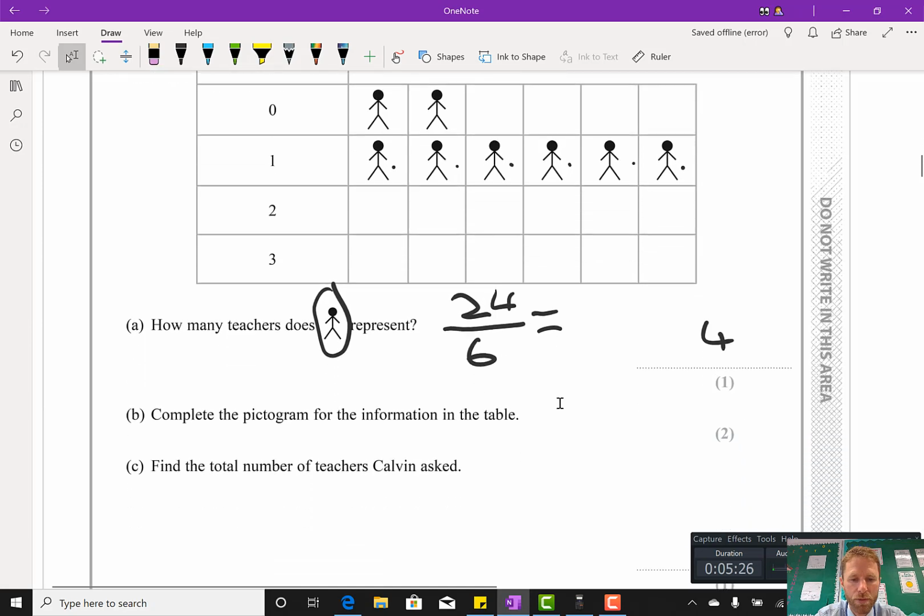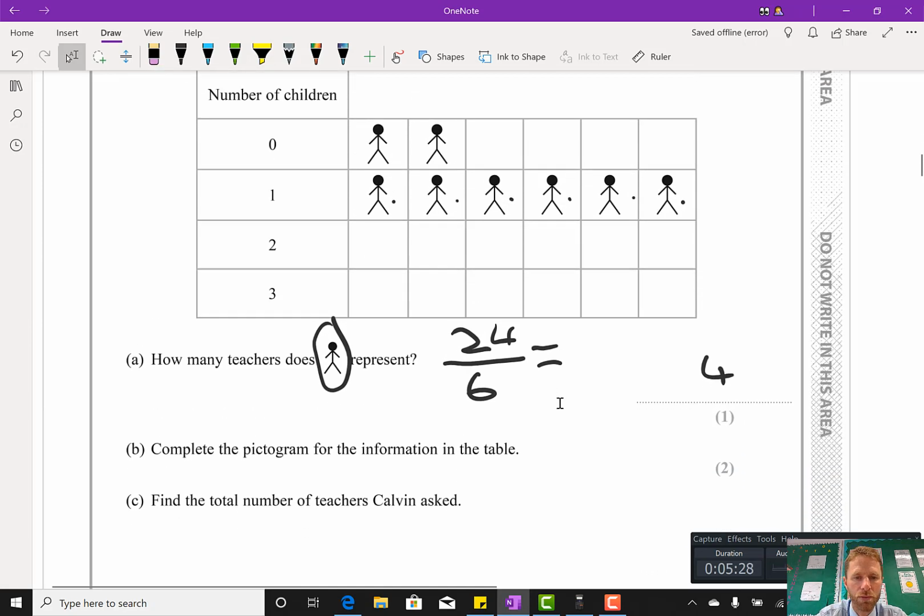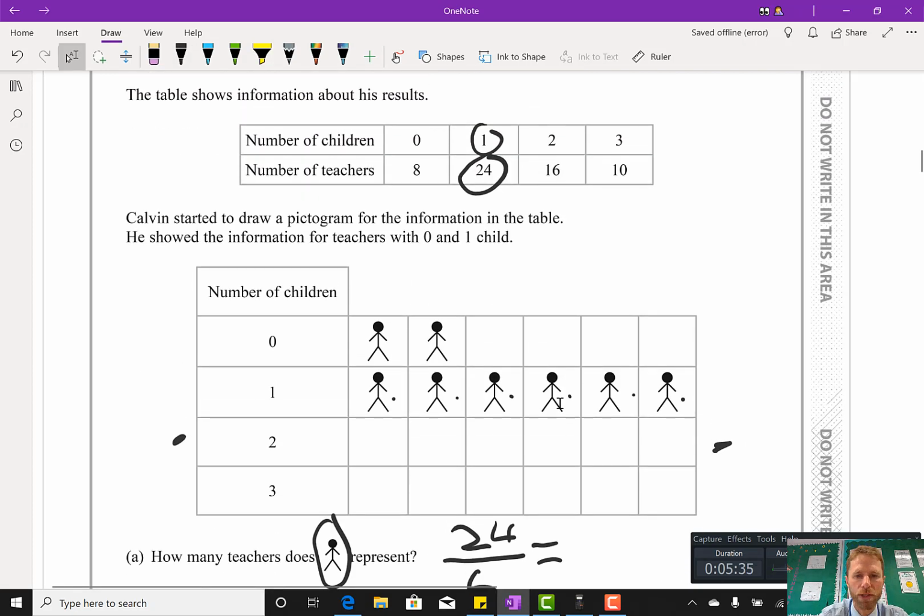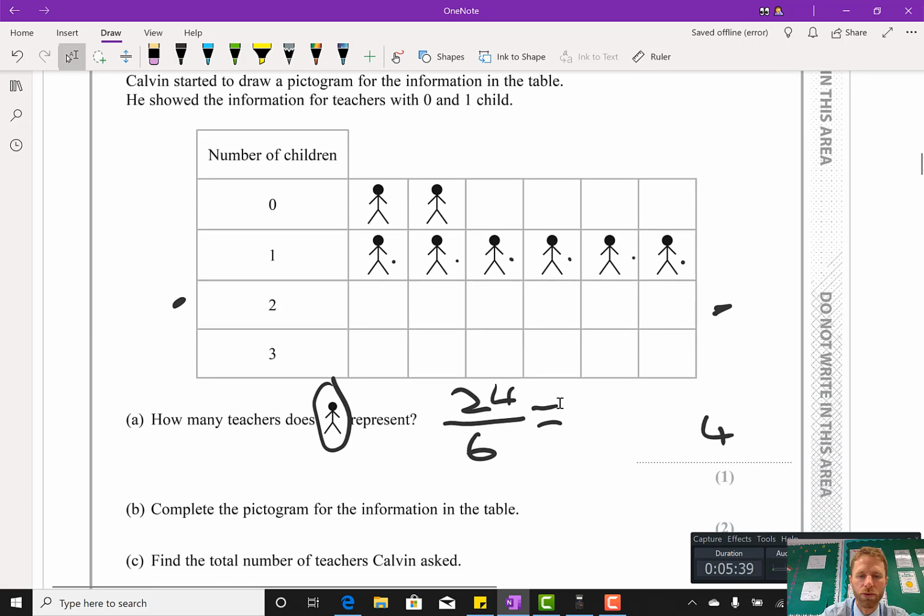Complete the pictogram from the information in the table. So not the information in this table, but I've got to go back up to this table. 16 teachers had 2 children each. So how many 4s make 16? So that is 4. That is 8.